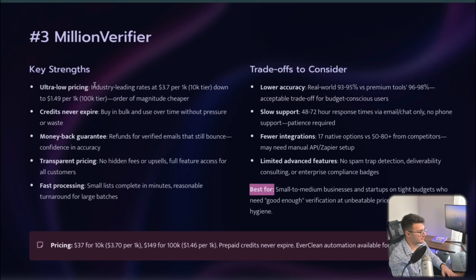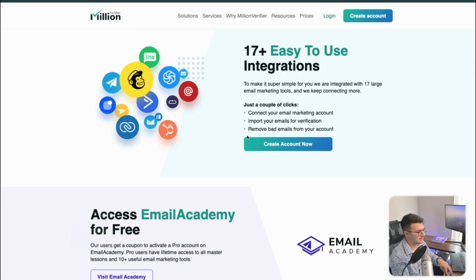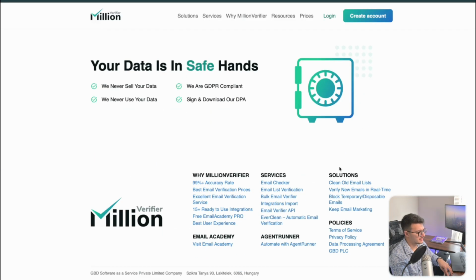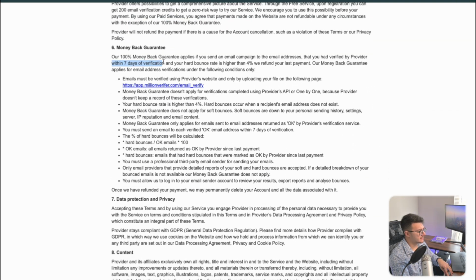All these tools really have credits that never expire. Now, Million Verifier, as far as I know, actually does come with a money back guarantee. So meaning if you have a list that bounces more than, I believe their metric, if you look at their terms and services down here, is about 4%. Yeah, right here. Within 7 days of valid verification and your hard bounce rate's more than 4%, we will refund your last payment. All right.